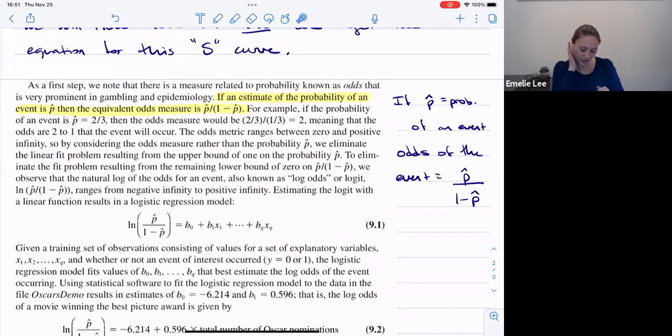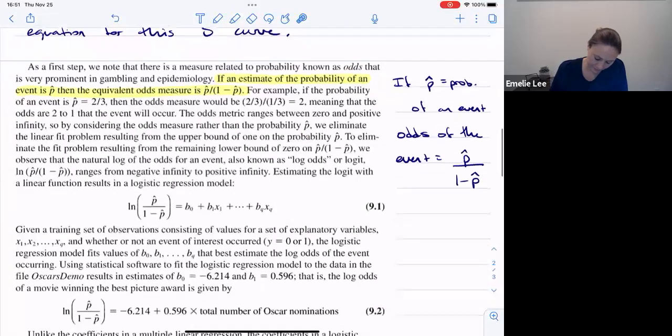So what we do is we take the natural log of the odds. And so we call that the log odds or the logit. I don't know why, but that's what it is. Yep. So the logit or the log odds.